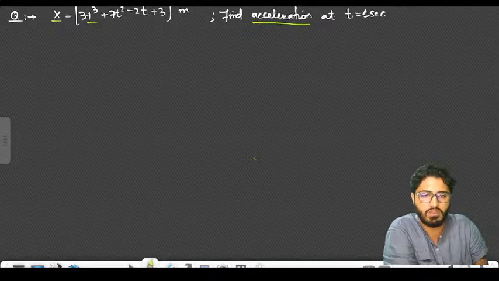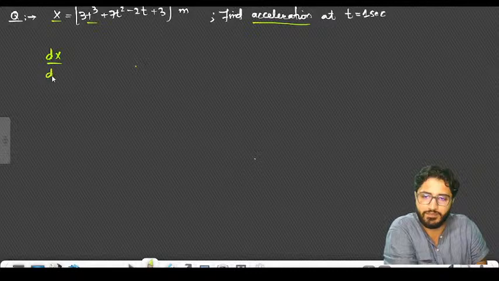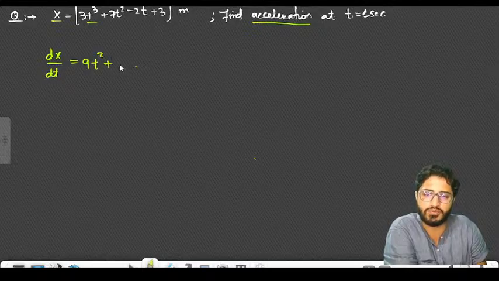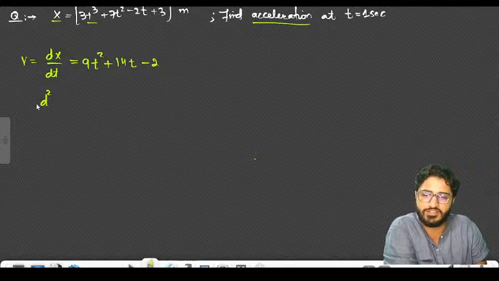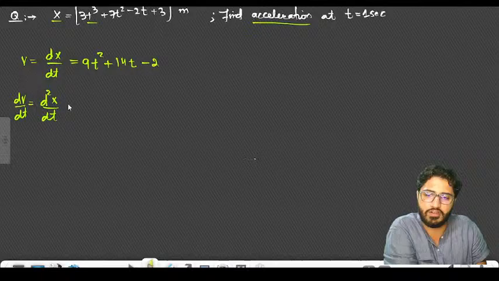Look here. The first step is, I will write dx by dt. Differentiation of 3t cube will be 9t square. Differentiation of 7t square will be 14t. Minus 2. This is velocity. Then second differentiation of it, that means dv by dt, which is d square x by dt square. This will give you the acceleration. It will be 18t plus 14.